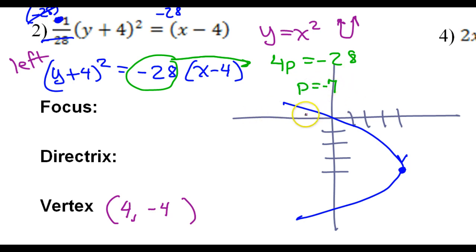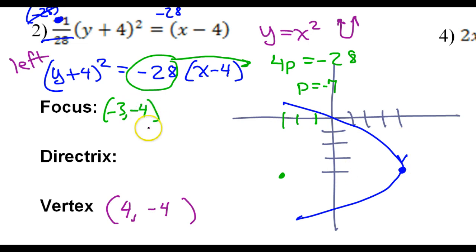Okay, so that negative 7 tells me where to put the focus. I'm going to go left 7 from the vertex. So here I go. Right now, I'm over 4 to the right. So here I've gone 4 so far, and then I'll go an additional 5, 6, 7. So that'd be right there. Okay, now of course this is the point negative 3, comma, negative 4.